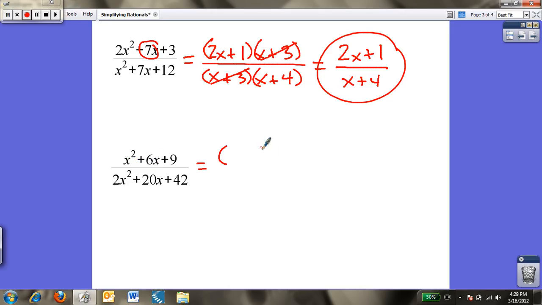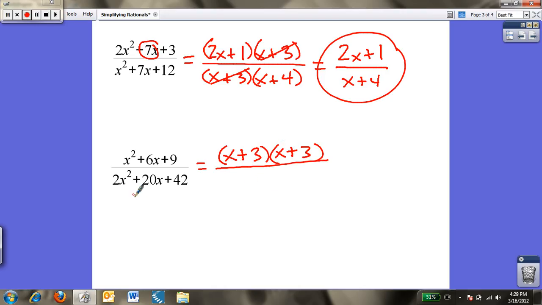So that must mean that the original problem was x plus 3 squared, or x plus 3 times x plus 3. And I'm going to write it out the long way here because I do want to keep them separate, so in case I cancel one but not the other, I don't accidentally cross both of them out.